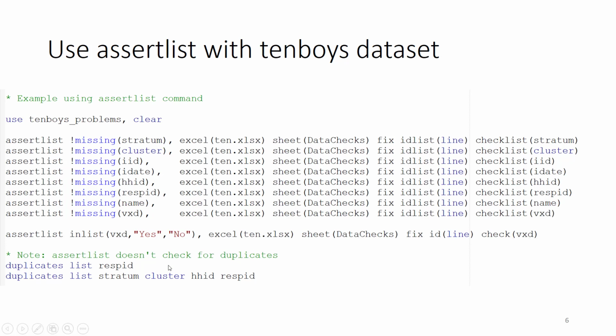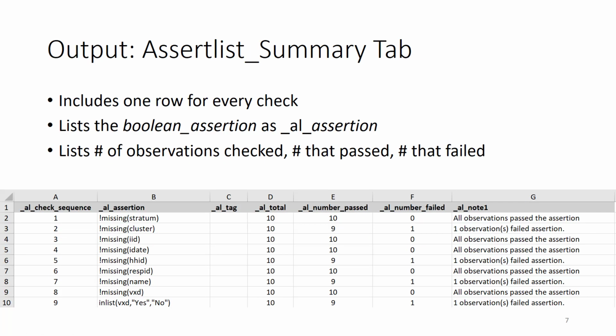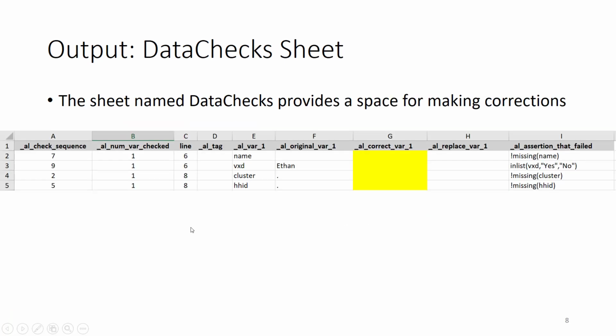One thing Assertlist cannot do is check for duplicates, so we do that using the same syntax that we used in the earlier examples. If we ran that code, then Assertlist would make a spreadsheet with 2 tabs. The first tab is just called Assertlist Summary, where it tells us what checks it ran. It lists all 9 checks, the syntax of the assertion, how many observations there were in the dataset, and how many observations failed the assertion, so how many had exceptions. And then if they had exceptions, those are written to the other sheet, the sheet that we named DataChecks.